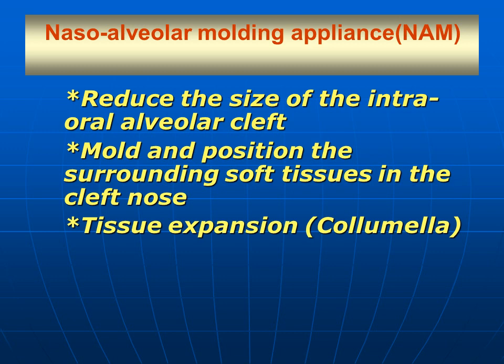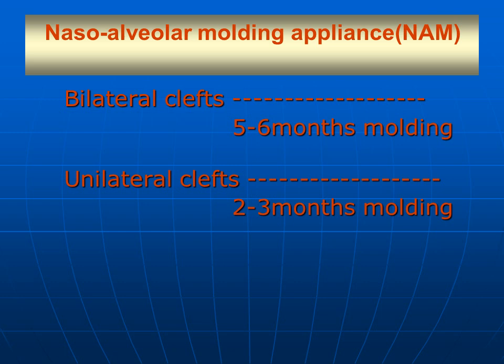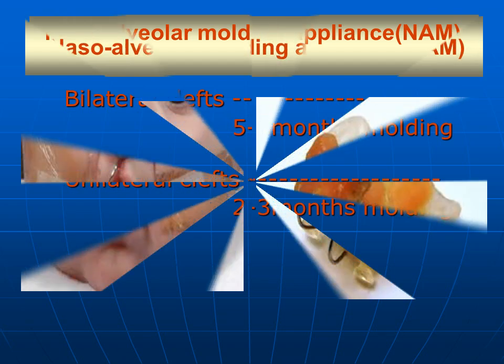Third, it will help the tissue expansion in the area of the columella, which is the lower part of the nasal septum, before surgical closure. In case of bilateral clefts, we use this appliance for 5 to 6 months to complete the molding. In unilateral clefts, 2 or 3 months are enough.